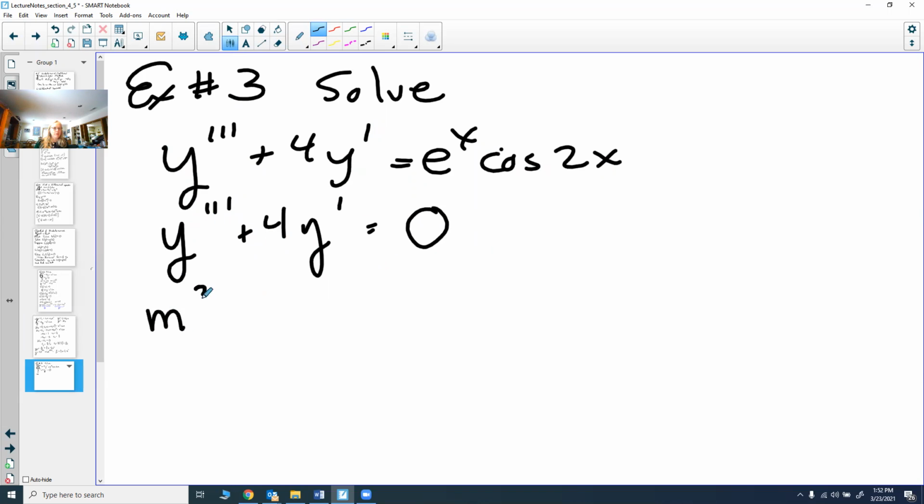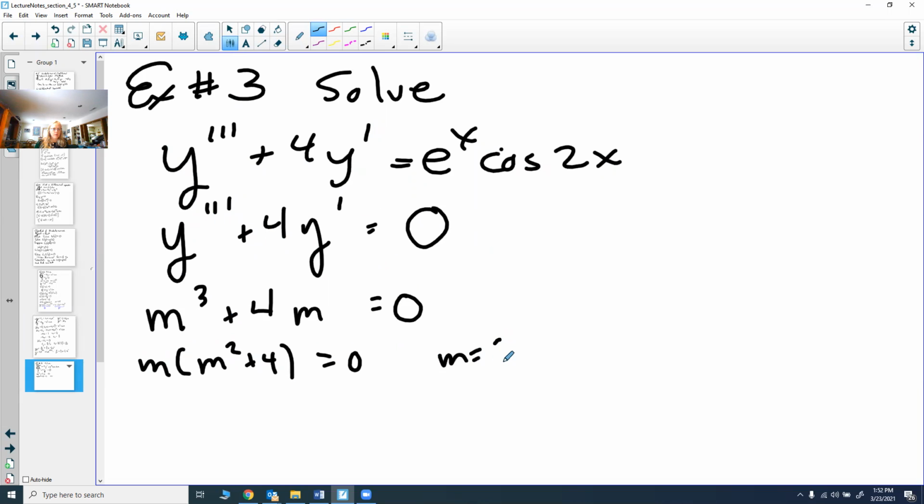Then this would be m cubed plus 4m equals 0 when you get the auxiliary equation. And so then if I factor that, I get m times (m squared plus 4) equals 0. So m equals 0 and m equals plus or minus 2i.